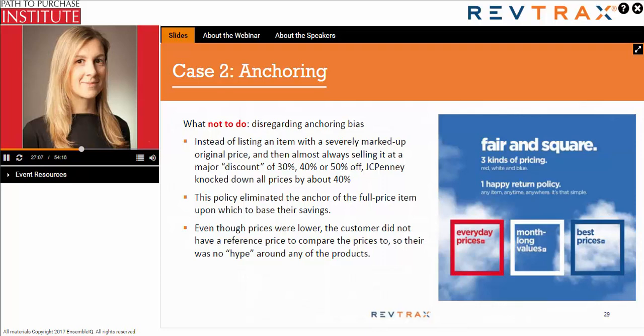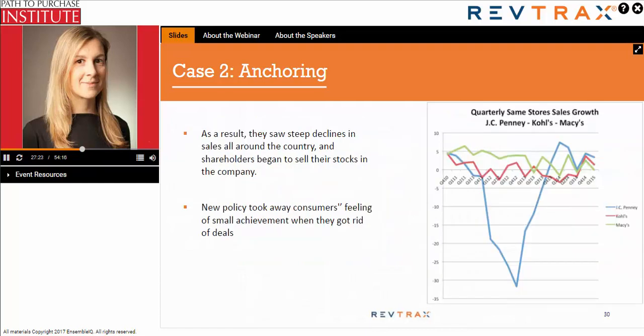Okay, so the policy eliminated the anchor of the full price item. And even though the prices were lower, the customers did not have a reference price to compare the prices to. So really there was no hype around these products. And we can see that this wasn't very good for JCPenney. There were steep declines. Most scholars attribute most of it to this pricing policy. There might have been other factors going on, but they really saw these steep declines in sales all around the country, and shareholders began to sell their stocks.